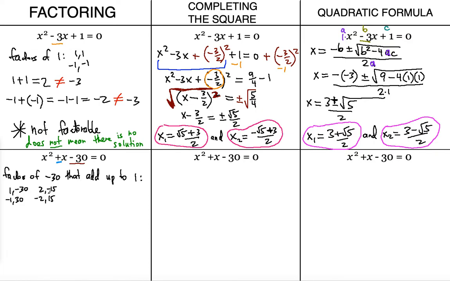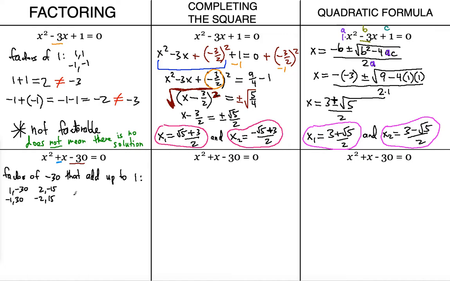And I'm alternating the signs. Remember that, because the negative 30 can be expressed as a positive and a negative, and they can alternate. Negative 1 with 30 and 1 and negative 30, both of these pairs produce negative 30 when you multiply them. So now the next one is 3.